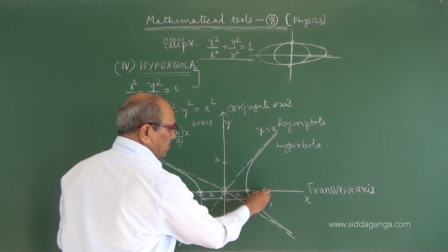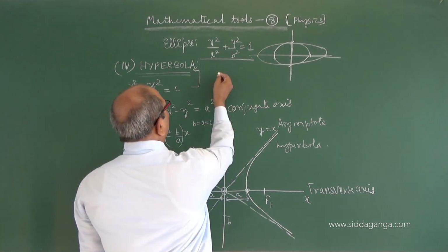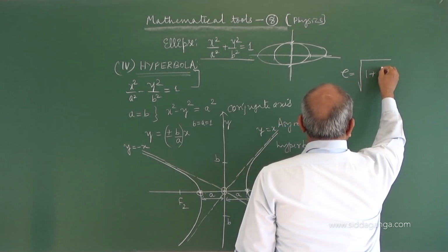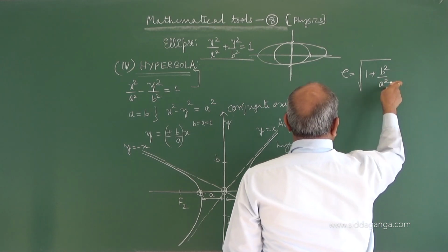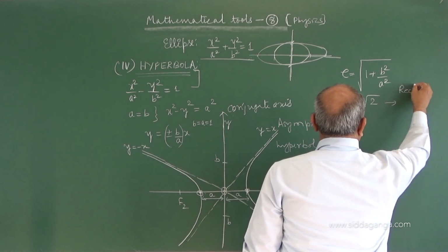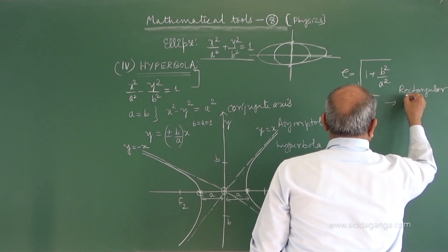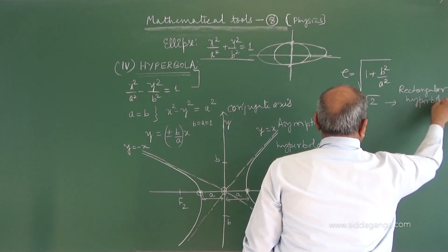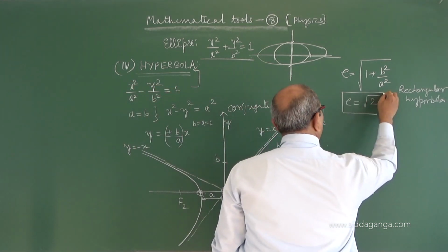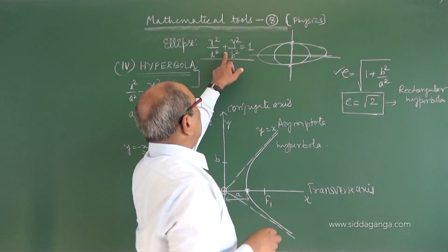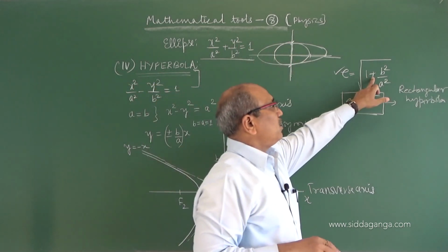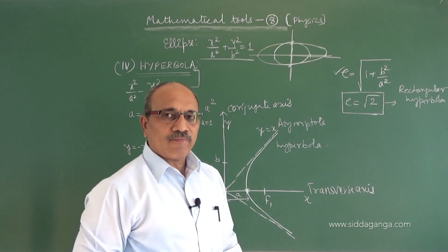And here also, to find the foci, the eccentricity is required. The eccentricity relation is root of 1 plus b square by a square, and when this is equal to root 2, that is the condition to get the rectangular hyperbola. To get the rectangular hyperbola, the eccentricity relation is root 2. In the ellipse case it is minus, we take 1 minus b square by a square, or a square minus b square. Here it is made plus, otherwise a square plus b square by a square, same.